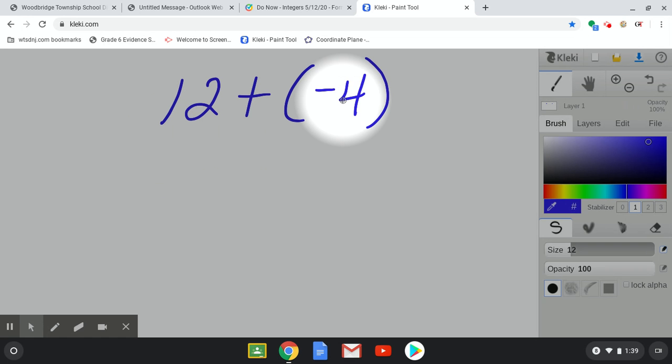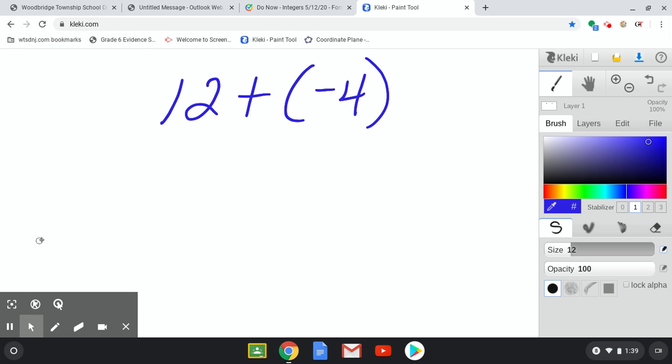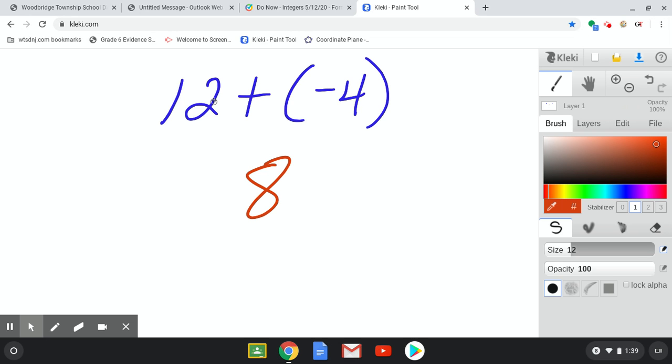So my signs are different, so I'm subtracting 12 and 4 and taking the sign of the bigger number. So what is bigger, 12 or 4? Well, 12 is a bigger number, and whatever sign goes with that is the sign of your answer, okay? So signs are different. We're going to subtract. 12 minus 4 is 8, and then we're going to take the sign of the bigger number. So 12 is larger and 12 is positive, so I'm going to keep it as +8. You do not need to put the positive sign in front, okay? You're just going to leave it as 8 because +8 with a sign and without a sign mean the same thing. Okay, let's try another one.